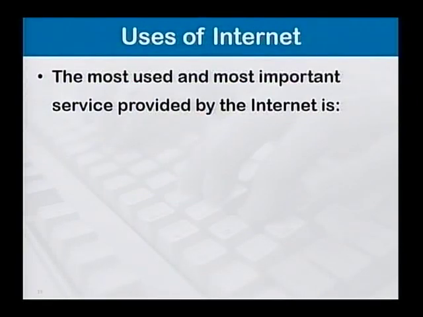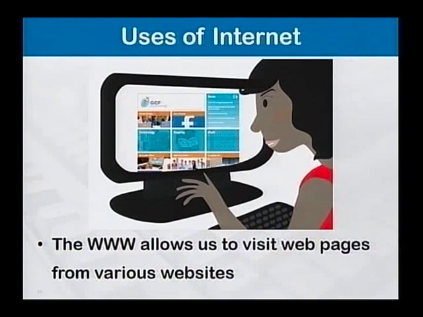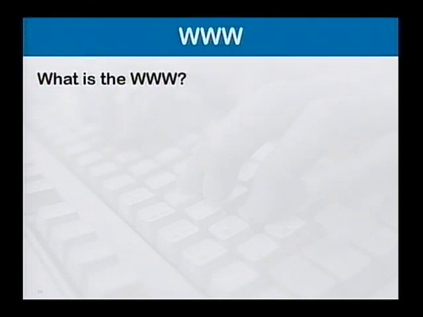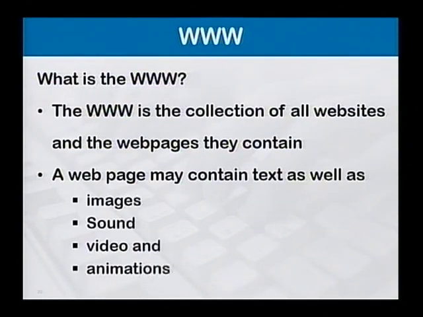We just saw many users of the internet. But the most used and the most important service provided by the internet is the World Wide Web. This allows us to visit web pages from various websites. What is the WWW? The WWW is a collection of all websites and the web pages they contain. A web page may contain text as well as images, sound, video, and animations.